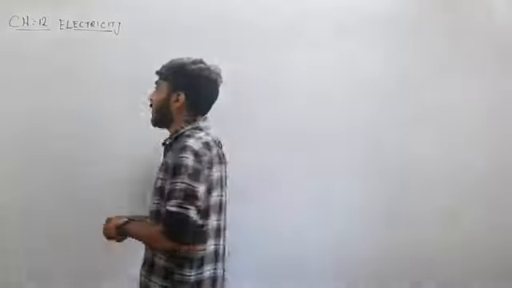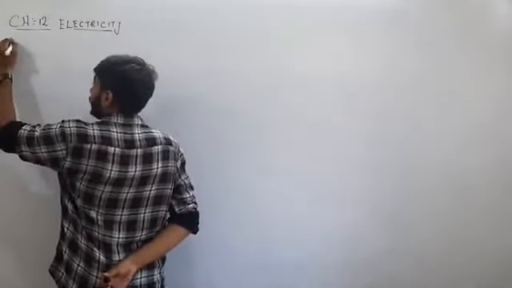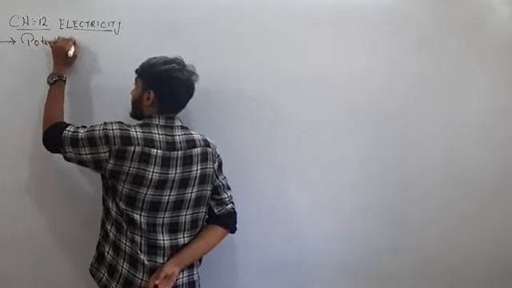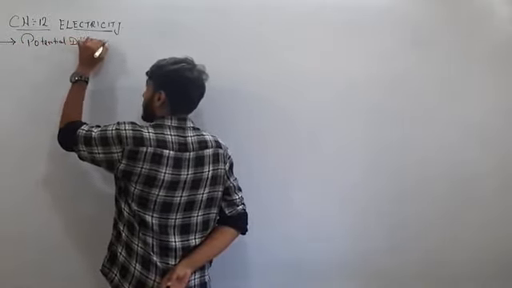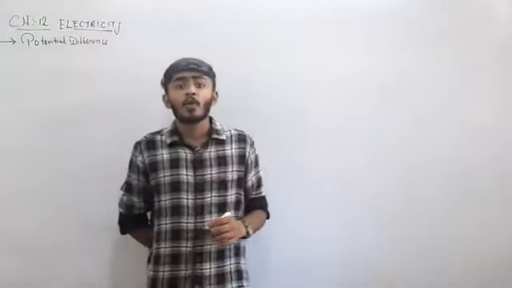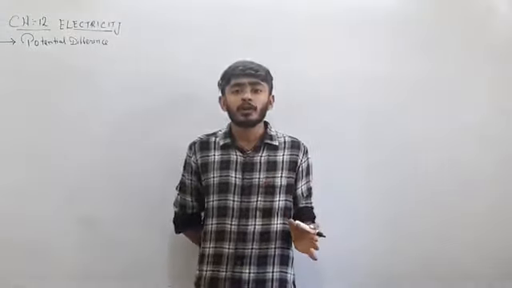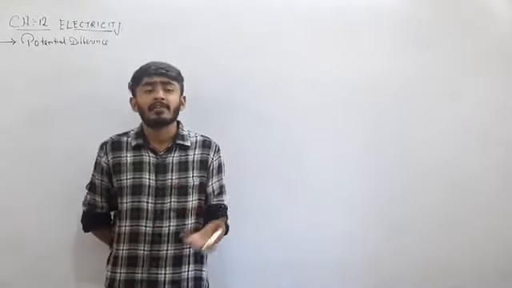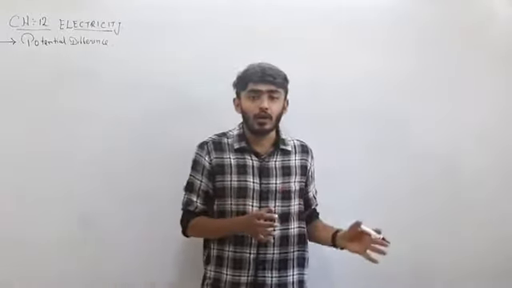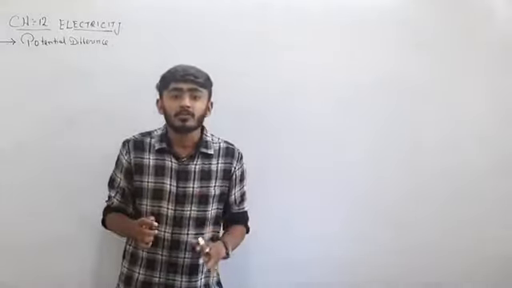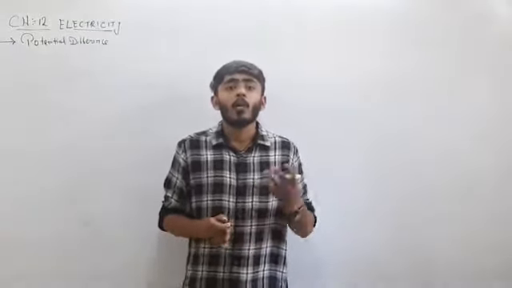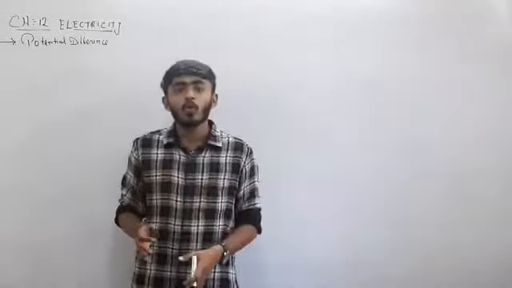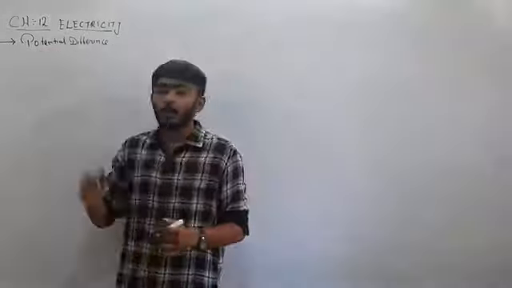So what was potential difference? The first thing was potential difference. Potential difference is the work required to bring a unit positive charge from one point to another. As I told you, if the electric current is flowing from one point to another, there must be some source of energy or work done to bring that electric current from one point to another. So over here, this work is done by the potential difference.